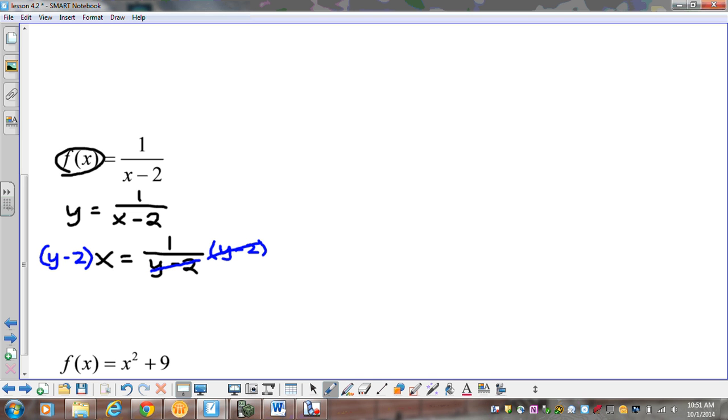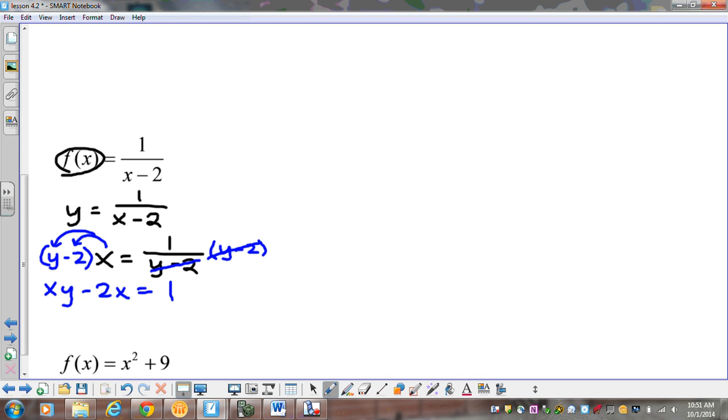Now, on the left-hand side of my equation, I want to take my x and distribute to both pieces. When I distribute it through, I get x times y, which is xy. Then I get x times negative 2, which is negative 2x. And I'm left with the 1 over here because, again, the y minus 2 in the denominator cancel. So that's what I've got.